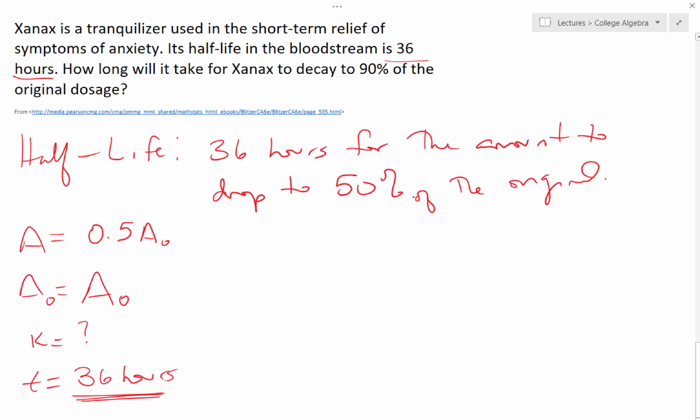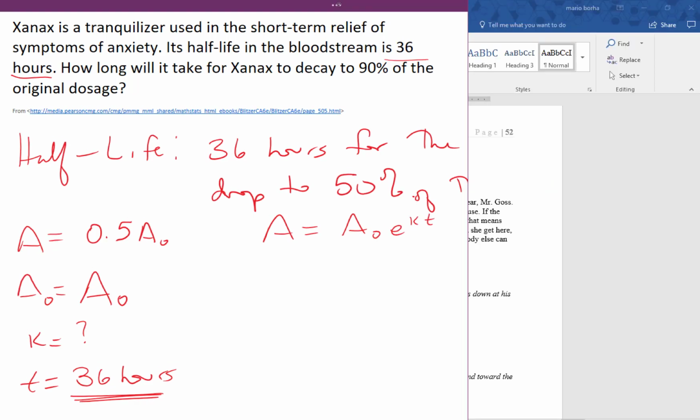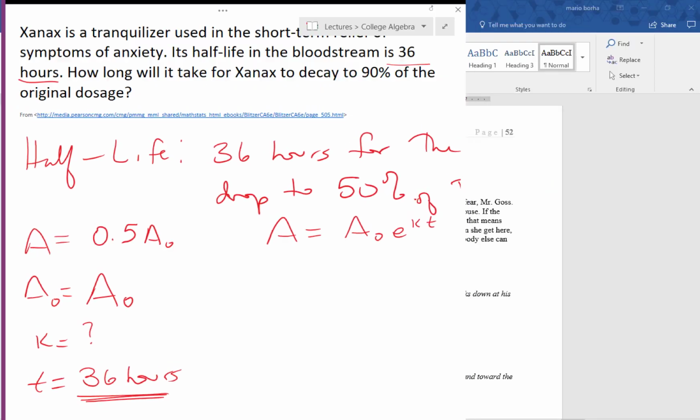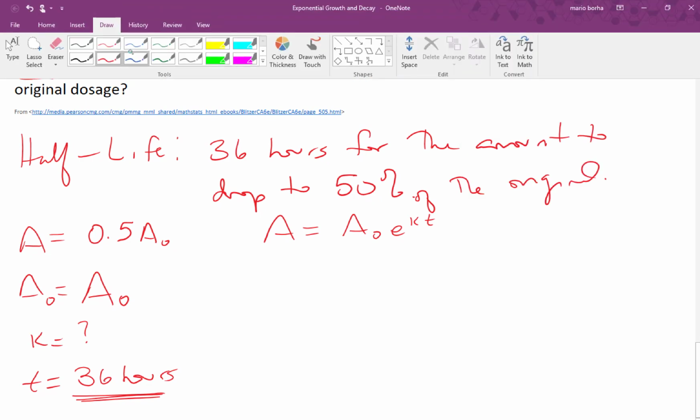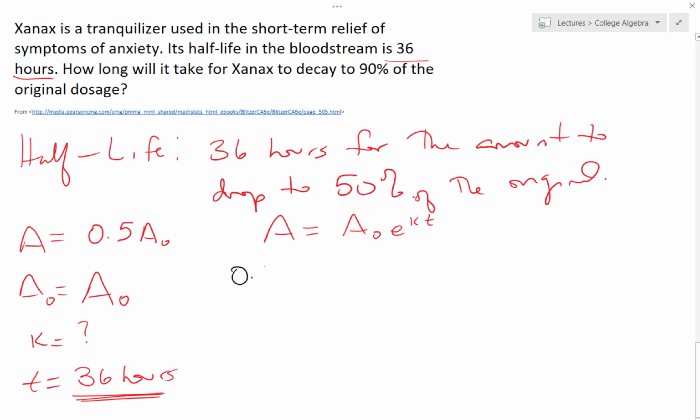All right. And so if A is equal to A sub 0 e to the kt, and then I will once again change colors here, we have 0.5 A sub 0 is equal to A sub 0 e to the k times 36. So everyone notice that we have letters everywhere. So let's just make sure we see what's supposed to stay and what's supposed to go. A sub 0 is a number. It's a constant. e is a constant. k is what we're solving for. 36 is a number.